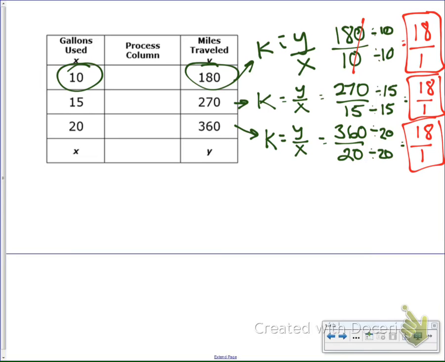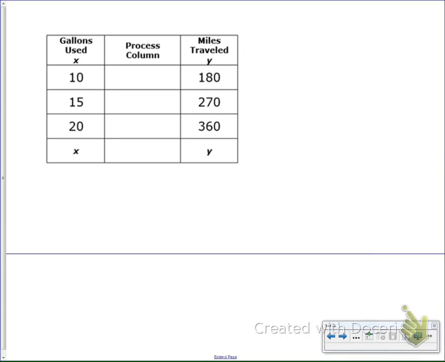So here, for this entire table, I had a constant of proportionality of 18 over 1. Because that exists, this relationship is proportional. If I ran into something where they were different, that would give me a relationship that was non-proportional. So, let's take a look at an example that would not have a constant of proportionality.